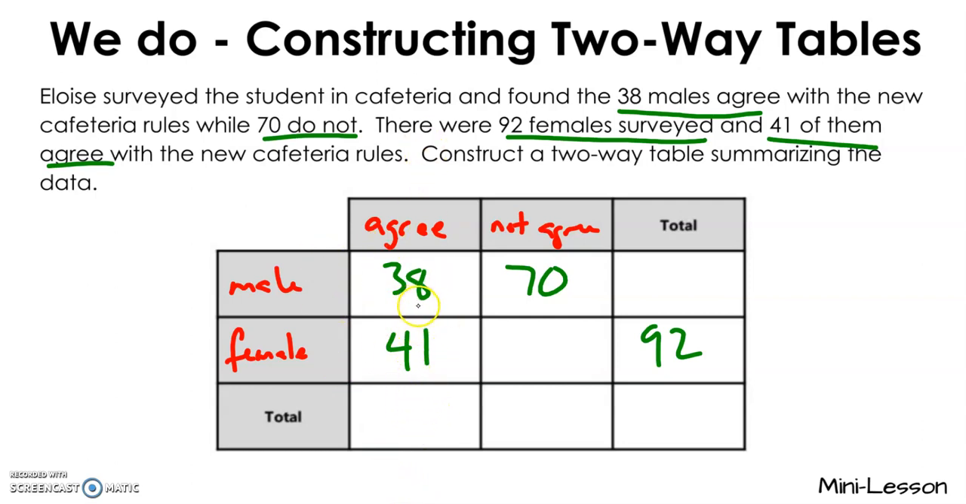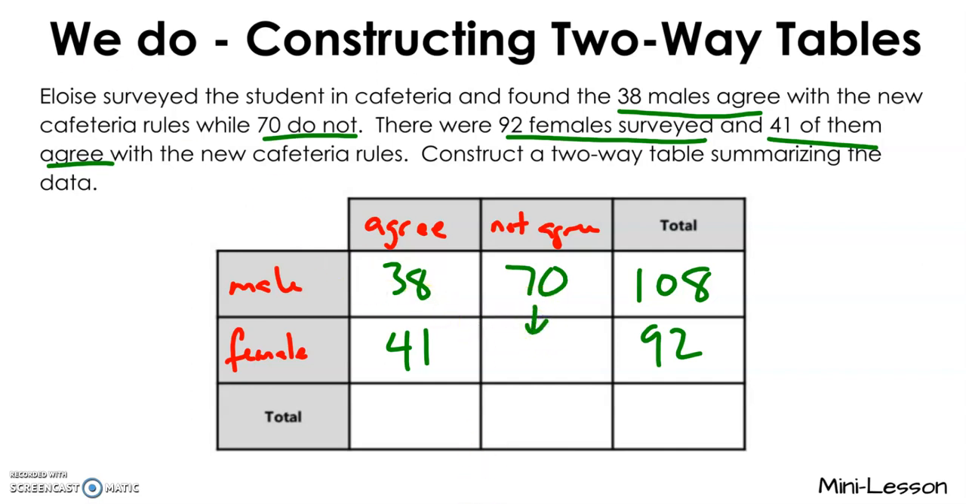Construct a two-way table summarizing the data. Well, you'll notice I have a lot of blanks still. There's still quite a bit of information given, but there's still quite a bit of information to find as well. This is just like a small puzzle now to figure out. For instance, I don't have the total number of males, but I could figure it out from 38 and 70. I can put those together easily. That is 108 males surveyed. I just add the ones that agree and the ones that don't agree. So that one I can just look at and find.